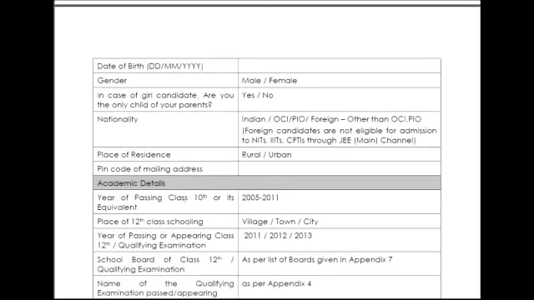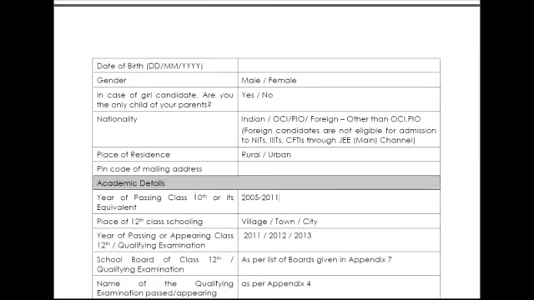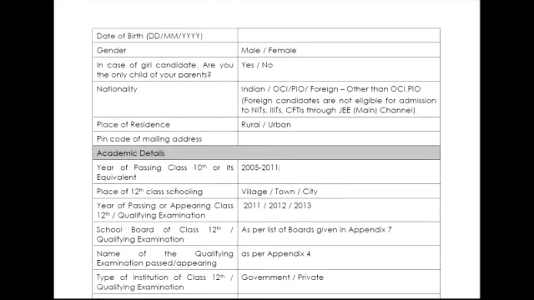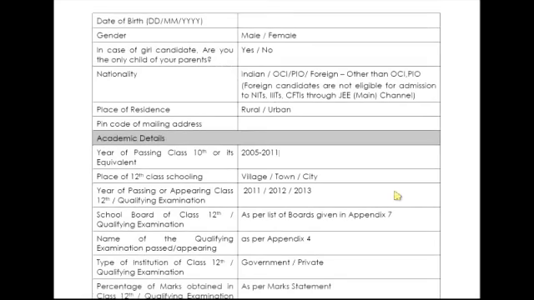The next section involves academic details. Year of passing class 10 examination. It has to be between 2005 and 2011. Also, the next column would have place of class 12 schooling. The village, town or city. Year of passing or appearing in class 12. That is 2013. Students will fill in 2013.